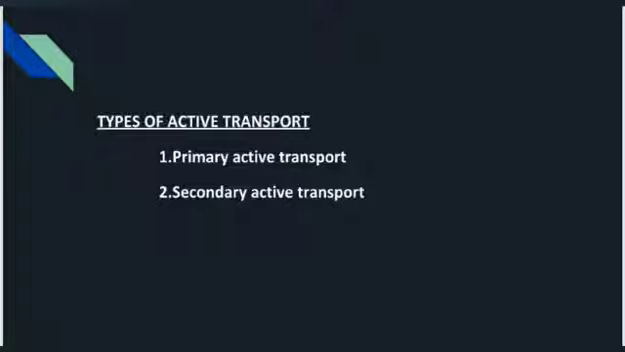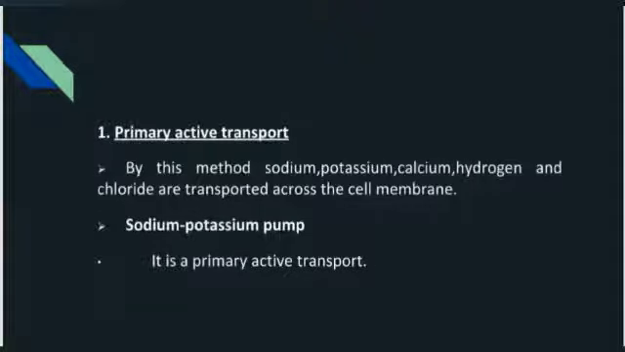Types of active transport. First, primary active transport. Second, secondary active transport. Primary active transport. By this method, sodium, potassium, calcium, hydrogen, and chloride are transported across the cell membrane. Sodium-potassium pump is a primary active transport.